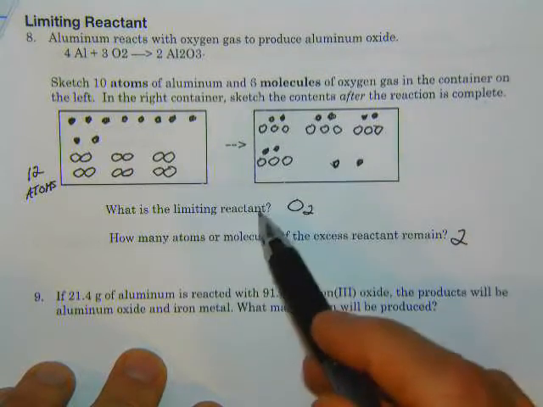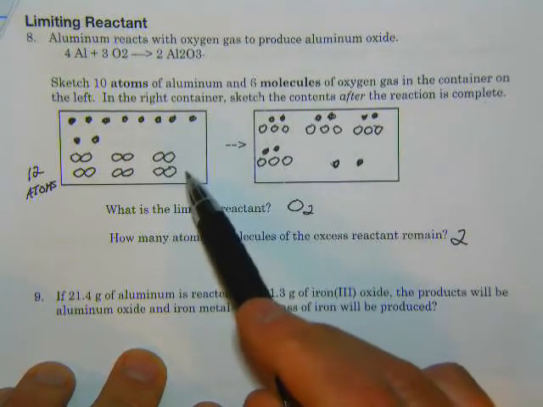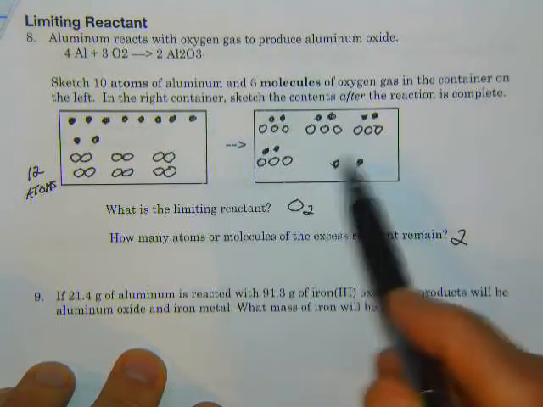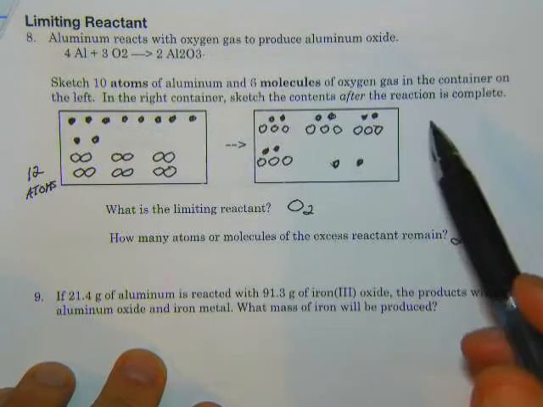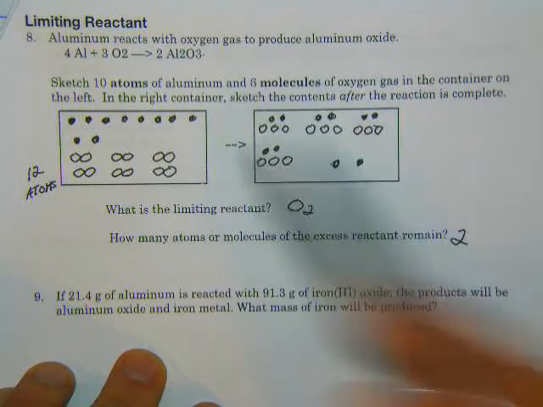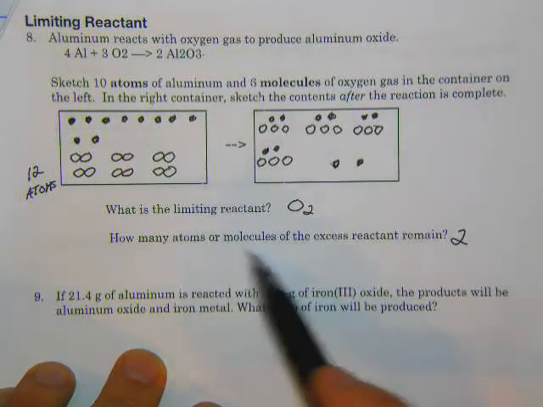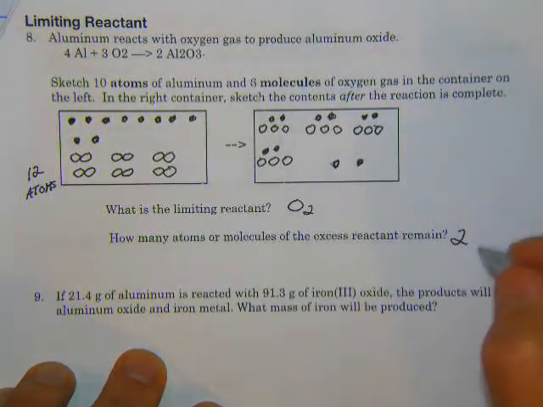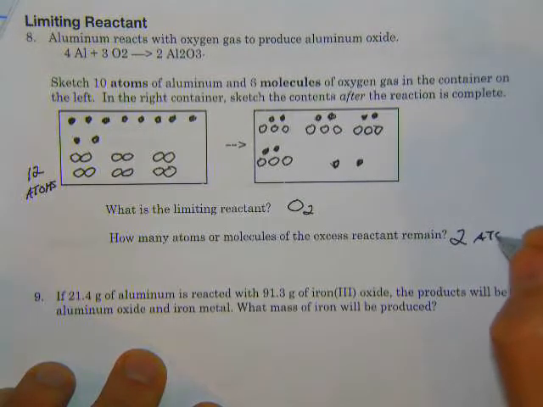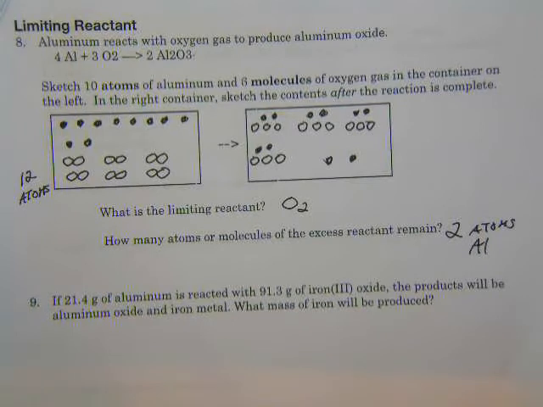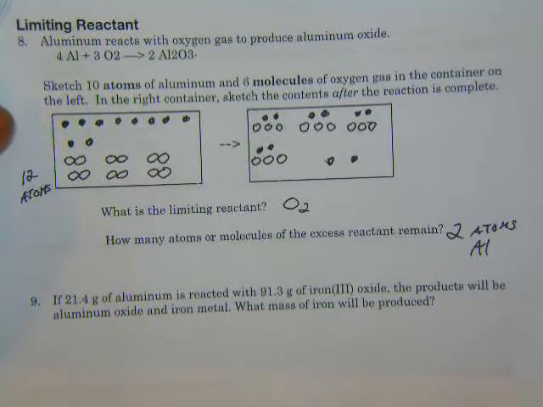So my limiting reagent has to be the O2, because I still have some excess aluminum left over. How many atoms or molecules is the excess? It's 2 atoms of aluminum. So that's how you do that problem. And again, it's more of a visual way to do a limiting reagent problem.